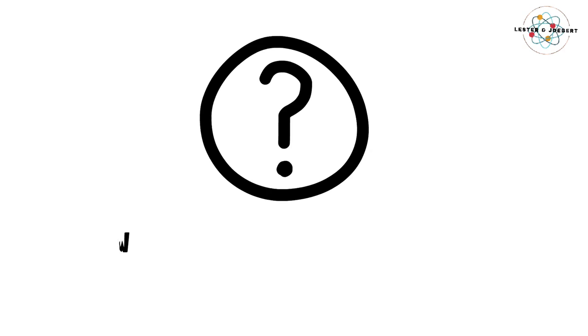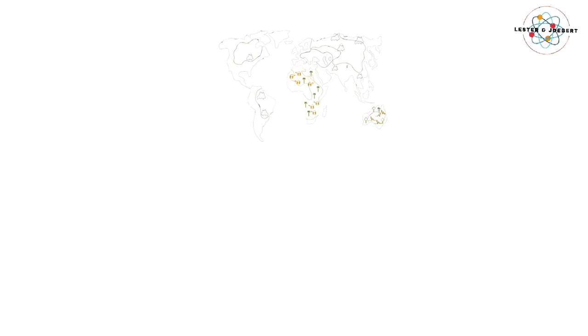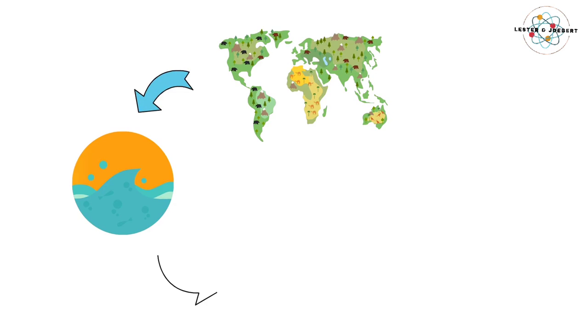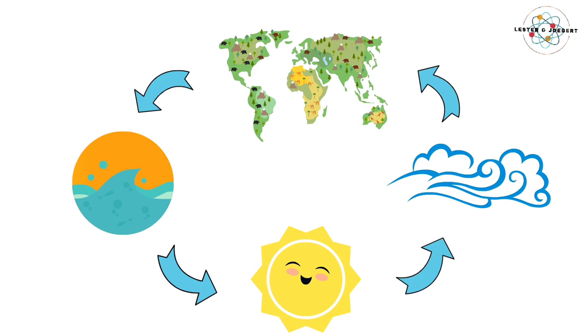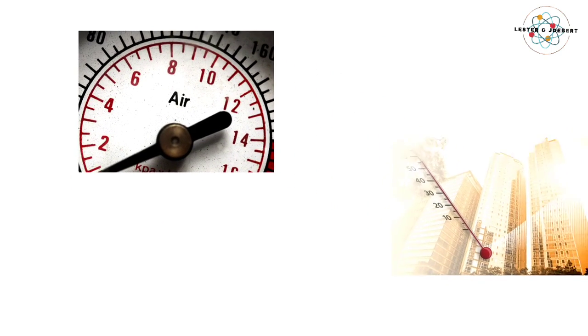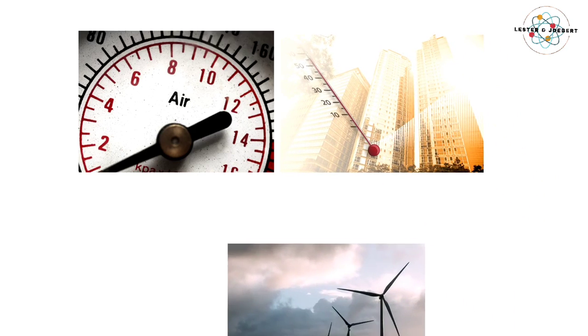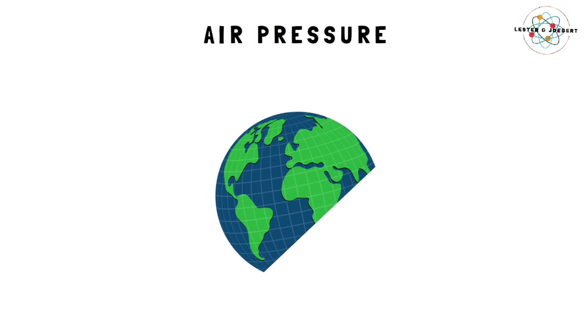But the question is that, what causes our weather? Basically, the interaction between the Earth's land, water, and sun and air causes the change in our weather. Here we have many other factors influencing it, including the air pressure, the air temperature, the wind, and then the humidity. First, let us discuss the air pressure, or commonly known as the atmospheric pressure.